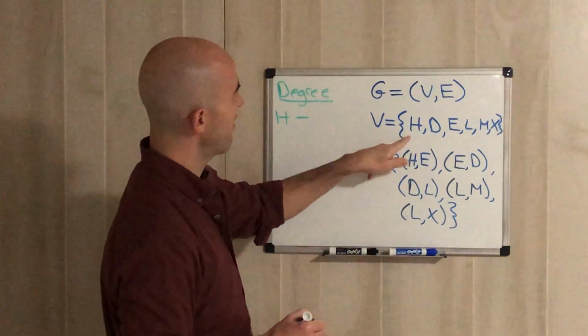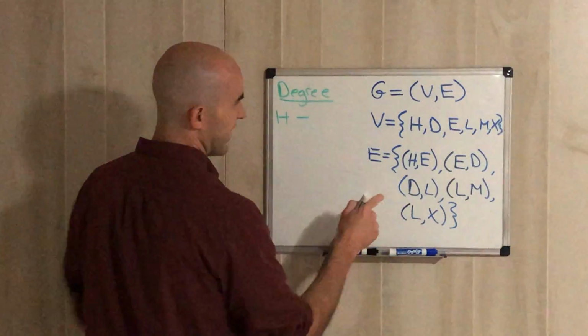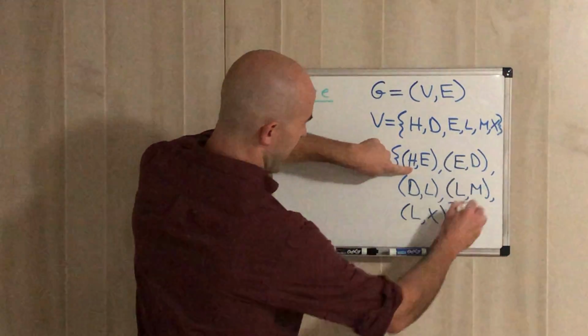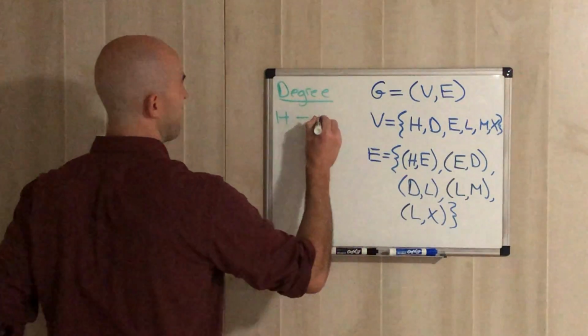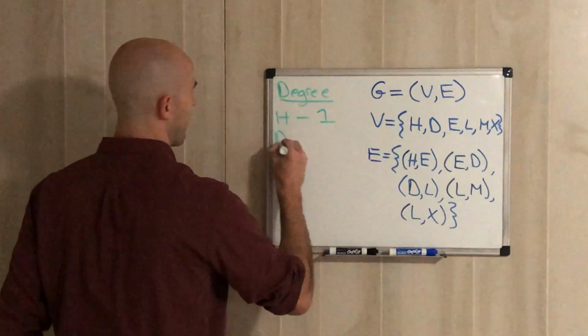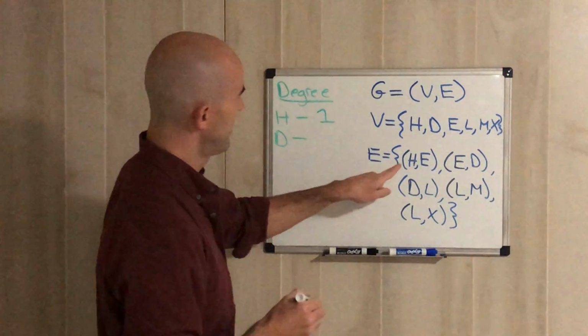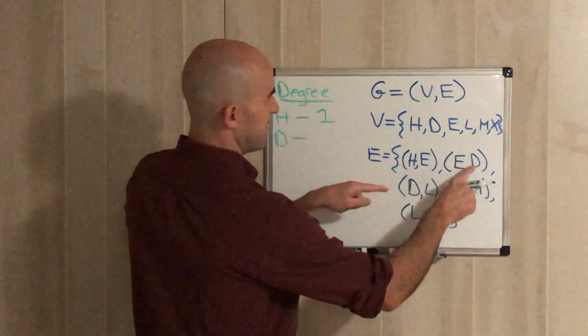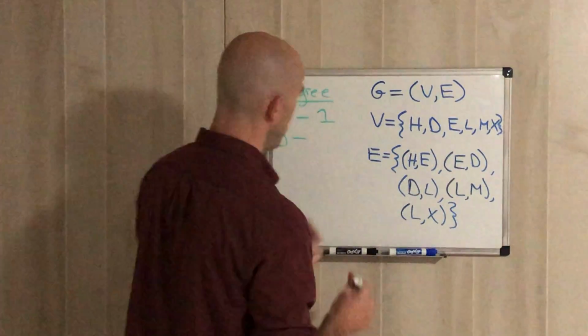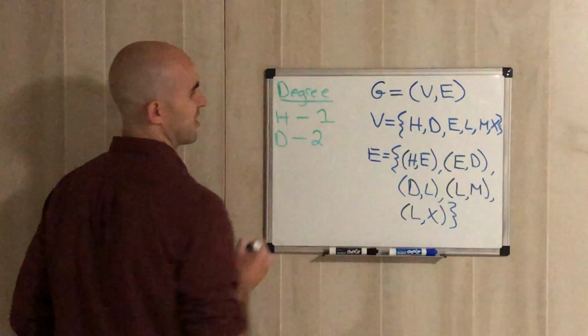What's the degree of H? So now if I want to figure out what the degree of H is, I can look at it. So I see H is here, so that's 1. And then H doesn't show up anywhere else. So the degree of H would be just 1, right? So now the next one, if I wanted to figure out the degree of D, right? There's 1 D there, so that's 1. There's another D there, so that's 2. So that's our degree of D.